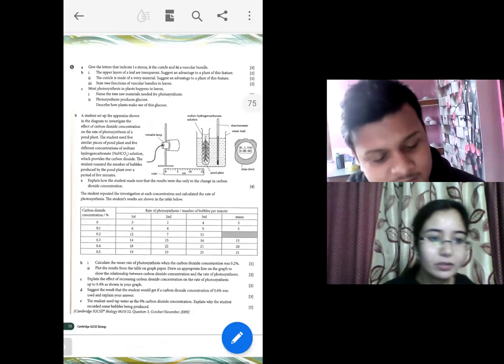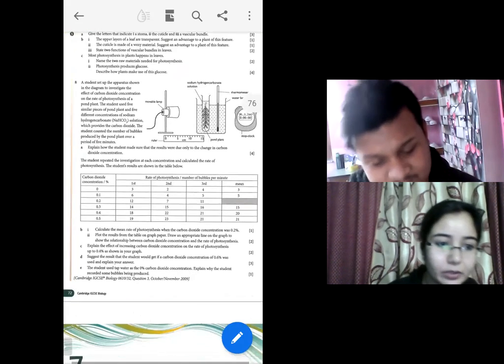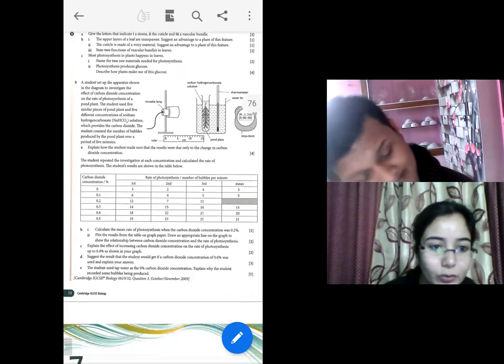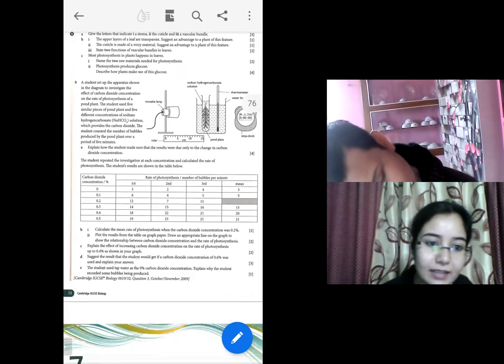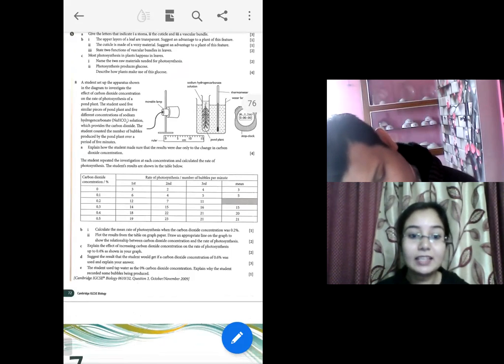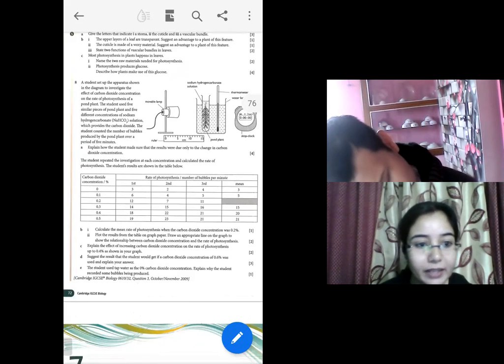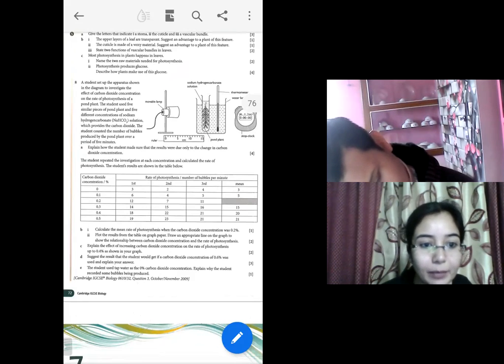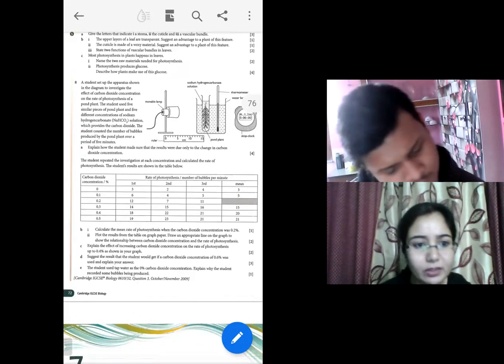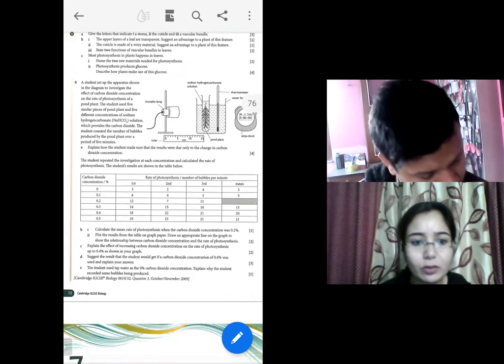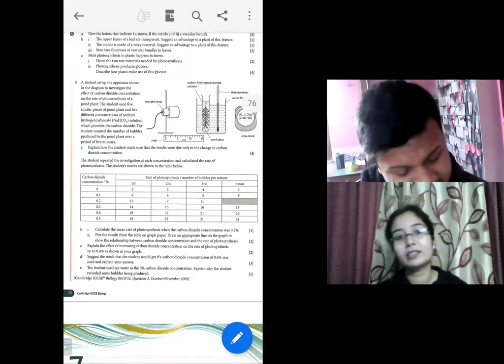Can you answer question number E, the last question? Okay, let's see what is written there. The student used tap water as the 0% carbon dioxide concentration. Explain why the student recorded some bubbles being produced.